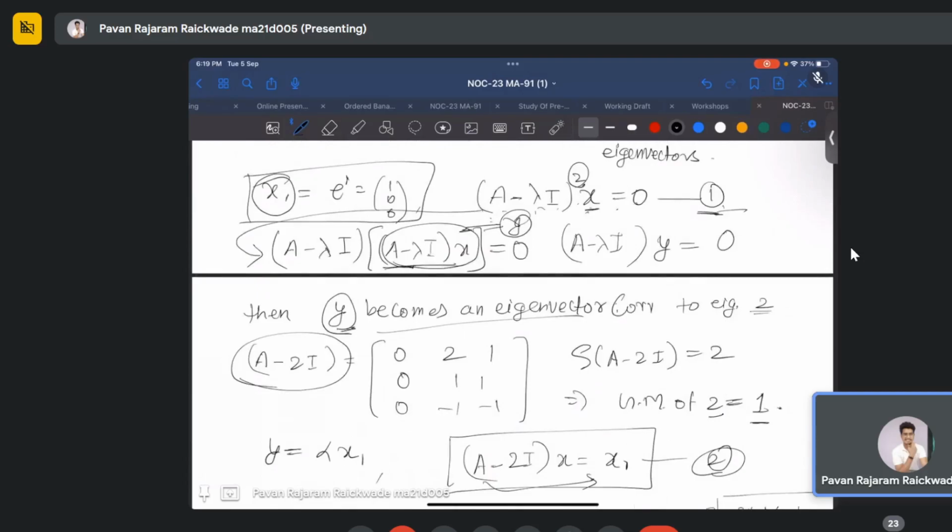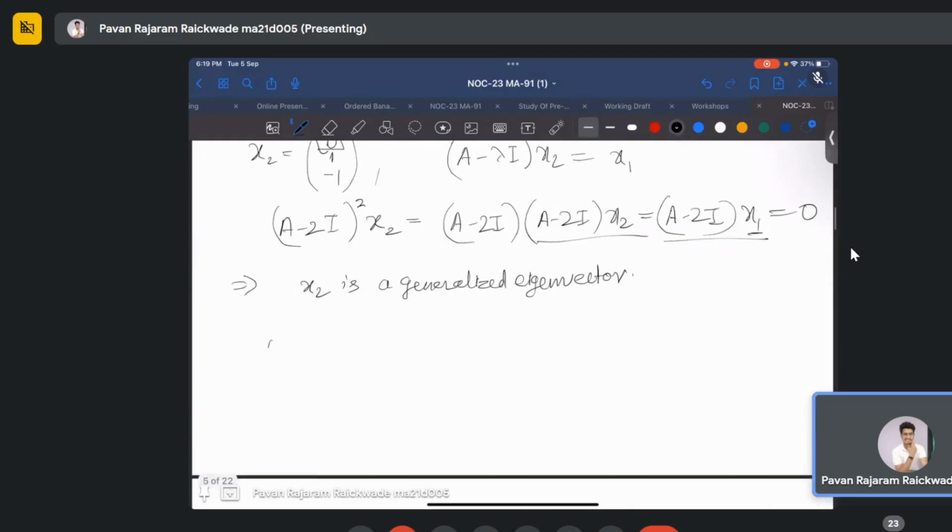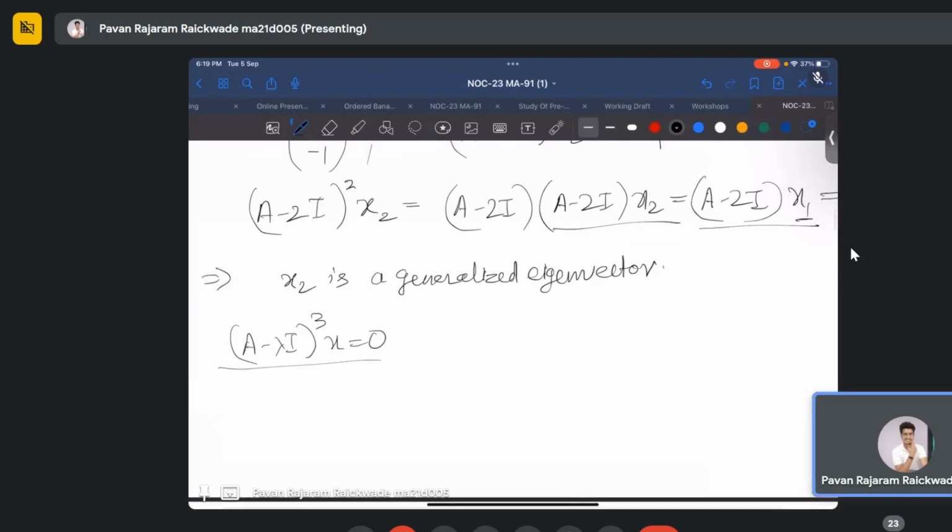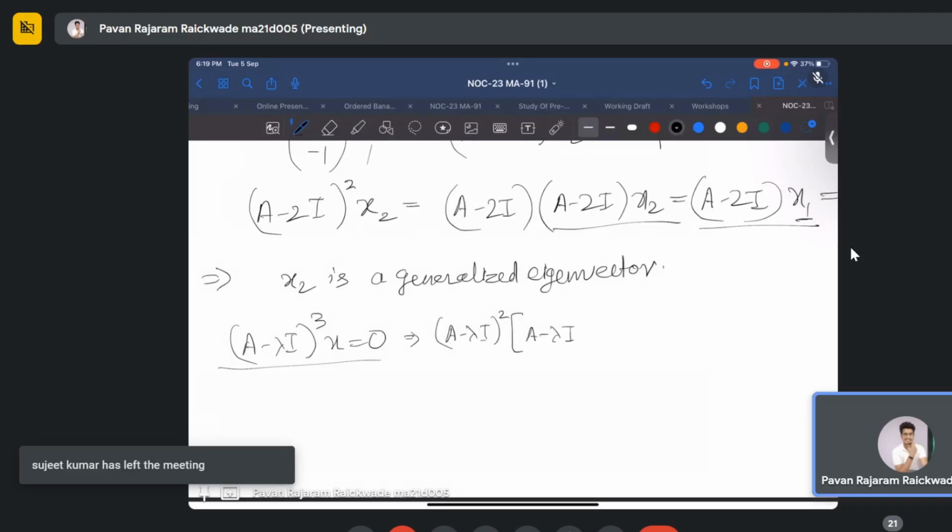Now let's go for r equals 3. That is (A minus lambda I) cubed x equals 0. Now we want to solve this equation. But similar to the previous process, if I want to solve this, it's equivalent to solving, right?